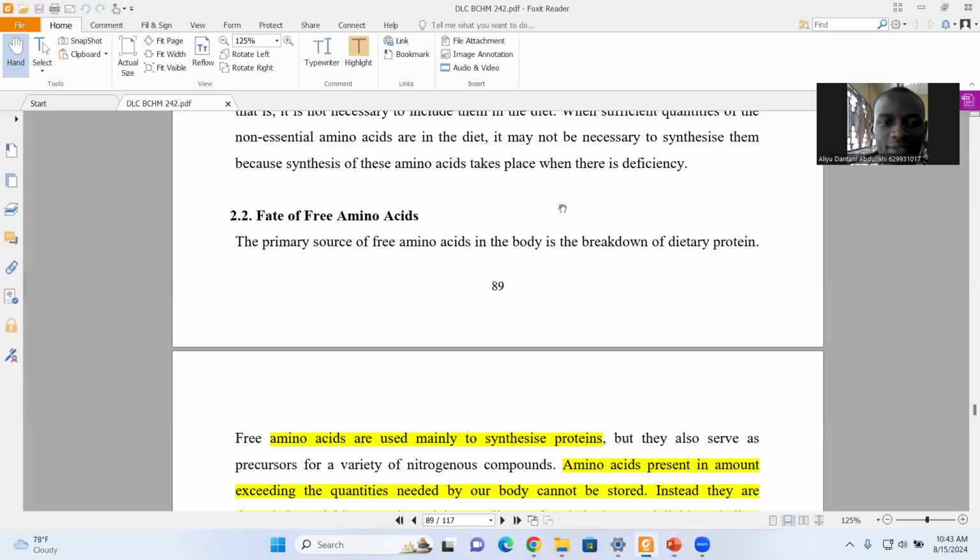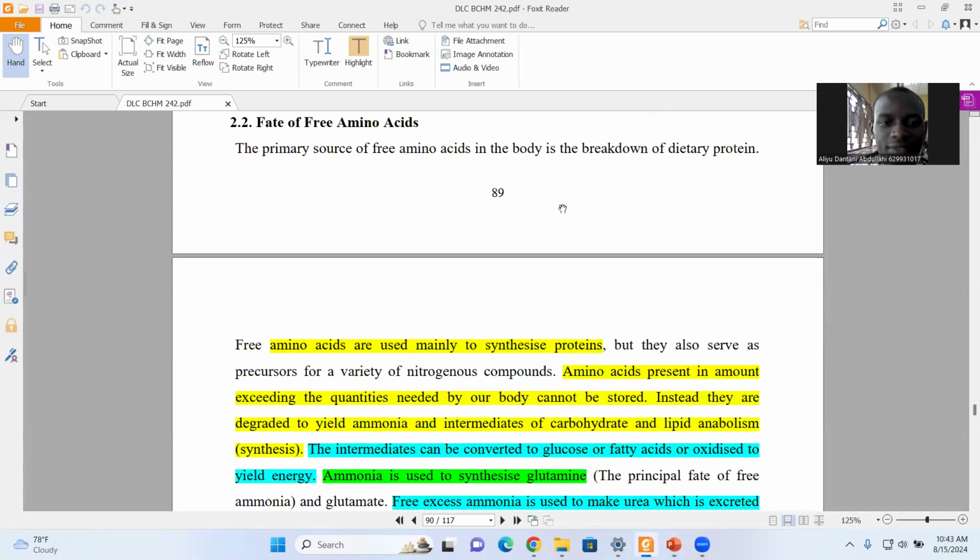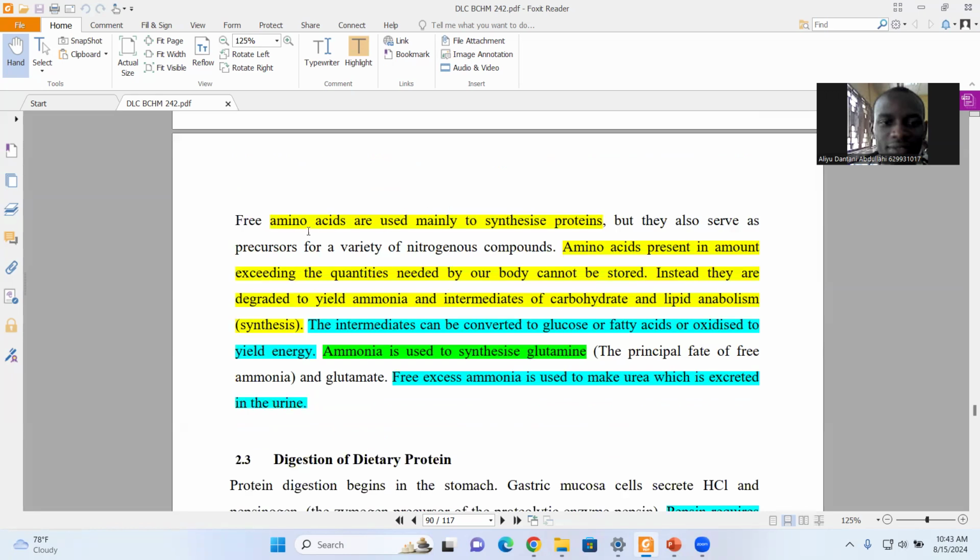All right. Now, what are the fates of free amino acids in the body? After your body is done utilizing the amino acid it needs for a particular metabolic process, excess amino acids, what does your body do to them? Okay. So the primary source of free amino acids in the body is the breakdown of dietary protein, right? Now, free amino acids are used mainly to synthesize proteins, which I've said before, that will be anabolism, right? Okay. But they can also be used as precursors for a variety of nitrogenous compounds.